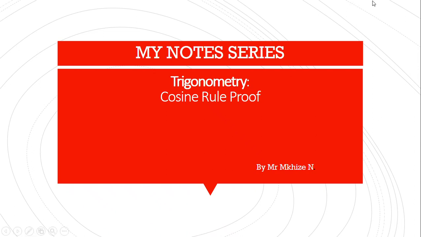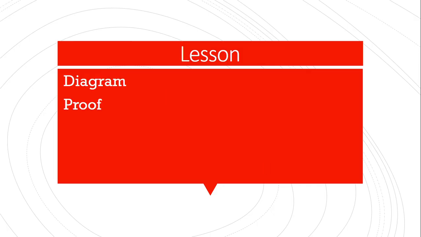Welcome to a minor series video. In this video, we are going to look at how we can prove the cosine rule. So there are two key things that we'll discuss in this lesson. Firstly, it's the diagram, and then we are going to look at the proof itself.